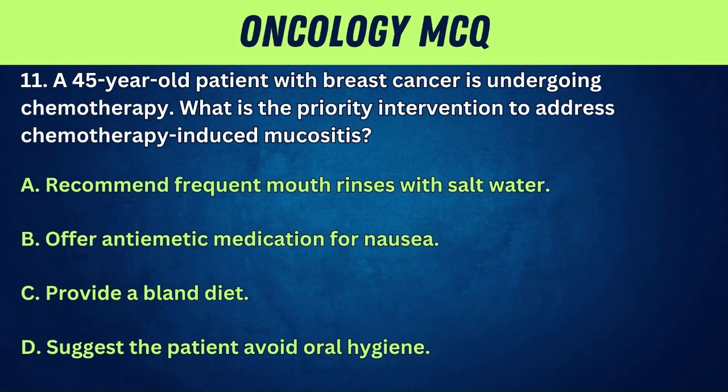11. A 45-year-old patient with breast cancer is undergoing chemotherapy. What is the priority intervention to address chemotherapy-induced mucositis? A. Recommend frequent mouth rinses with salt water. B. Offer antiemetic medication for nausea. C. Provide a bland diet. D. Suggest the patient avoid oral hygiene.